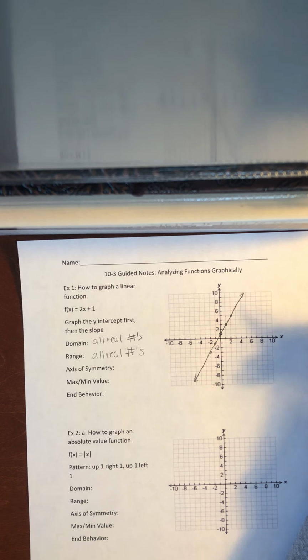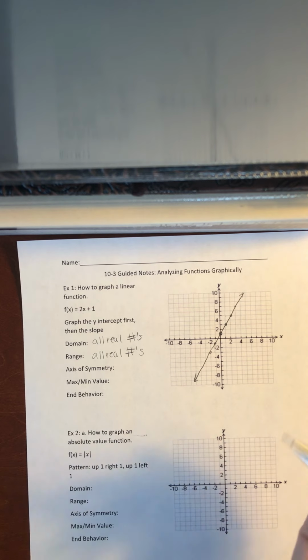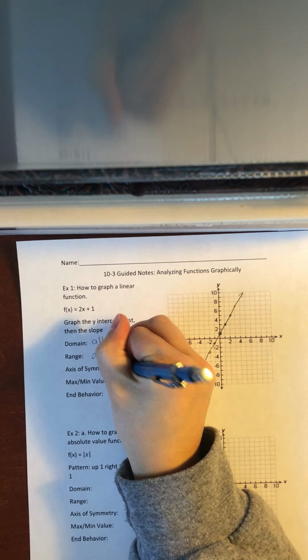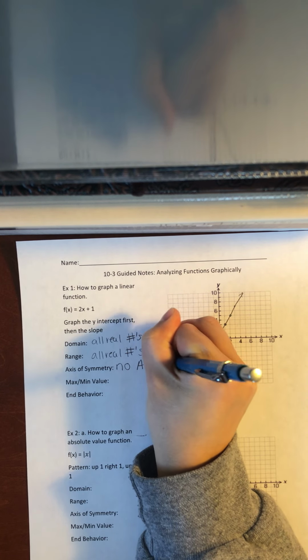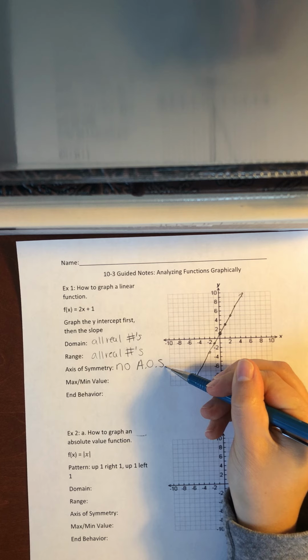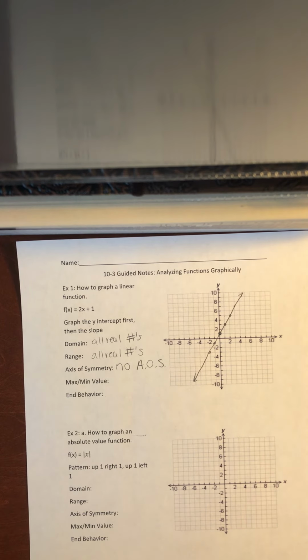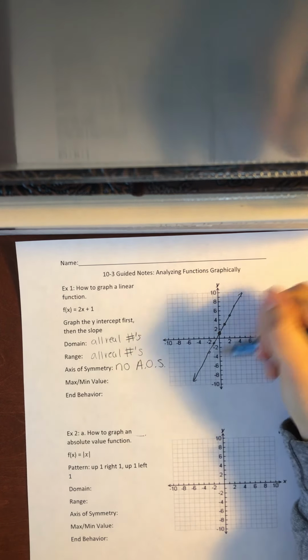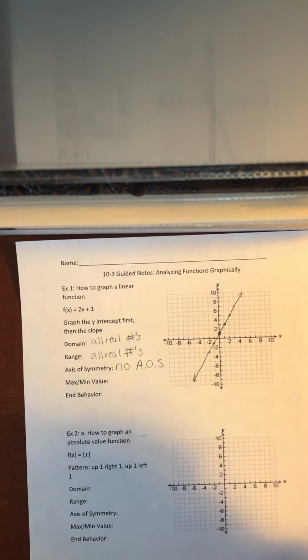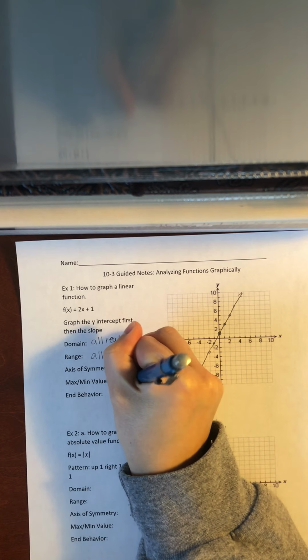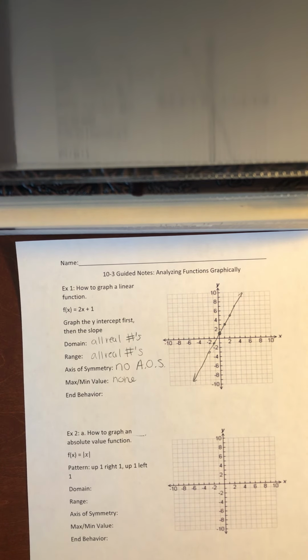Axis of symmetry. Your axis of symmetry is the line that divides the function in half. For a line, there is no axis of symmetry. I can't draw a line down this and divide it in half. It wouldn't reflect onto each other like it will with some other functions. So you could say no axis of symmetry. That's how I abbreviate axis of symmetry, AOS. Minimum or maximum value. There is no lowest point on this graph, and there's no highest point on this graph since it keeps going on forever in both directions, so there's none for that. No min, no max.